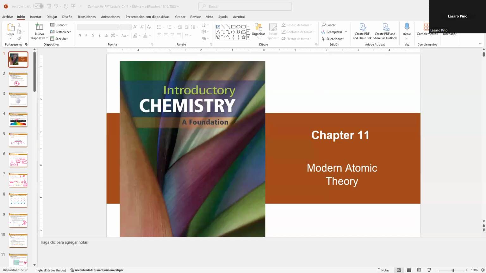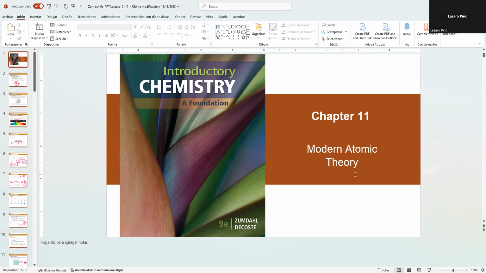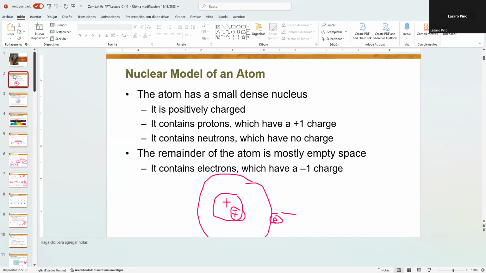Hello, dear students. Today we are going to see chapter 11, Modern Atomic Theory. Let's begin with the nuclear model of an atom.